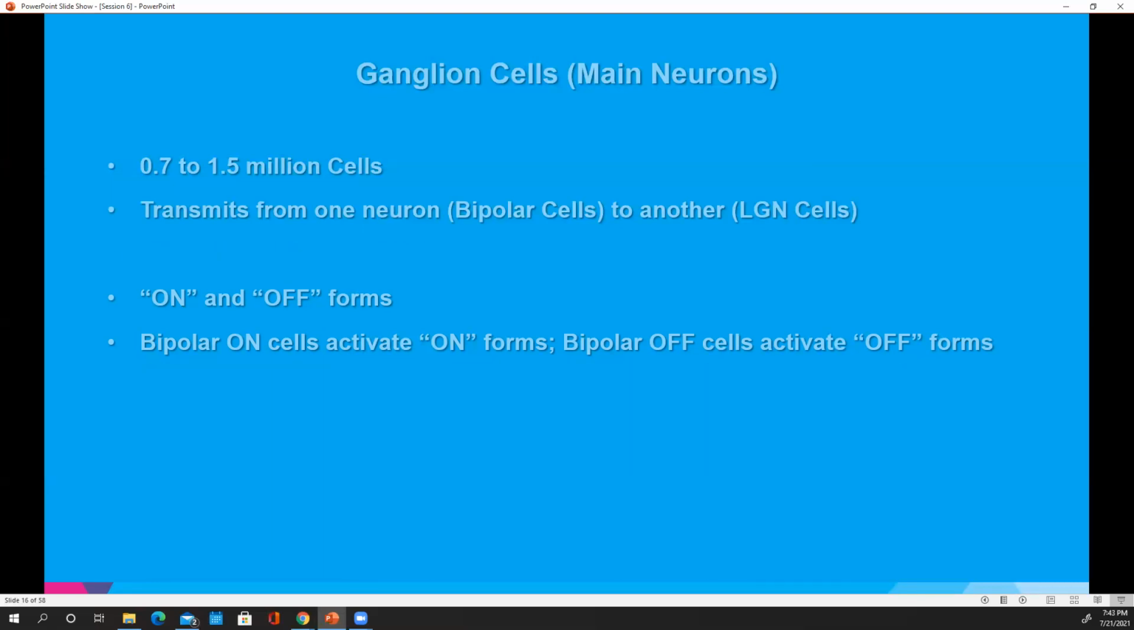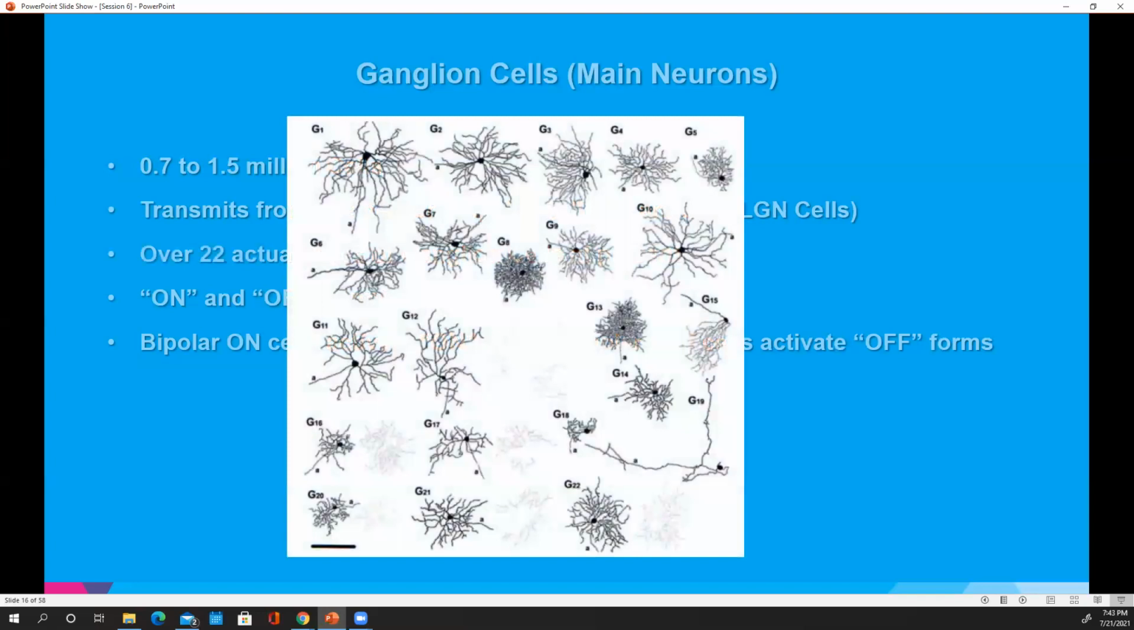So we see this now. Remember, it's not just 5 classes, though. There are 22 actual types of ganglion cells, of which there are 5 classes. So 5 classes, but 22 types, and those types keep growing as we discover them. Here is a primate, or maybe this is mammalian, so it might just be cat. I'm not sure.